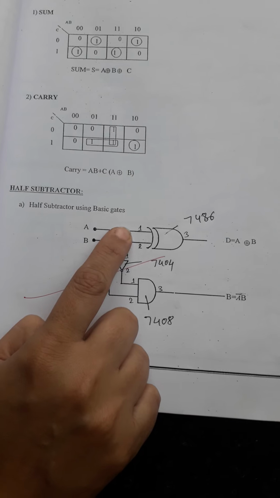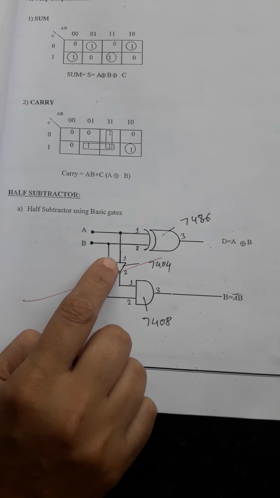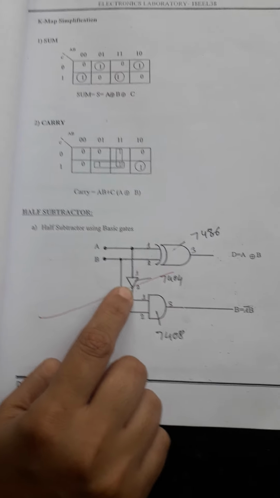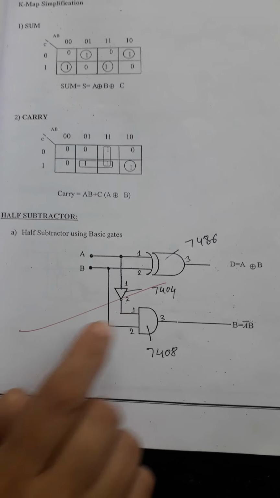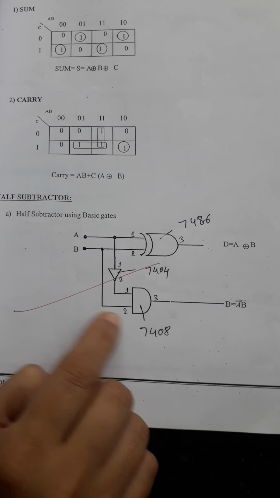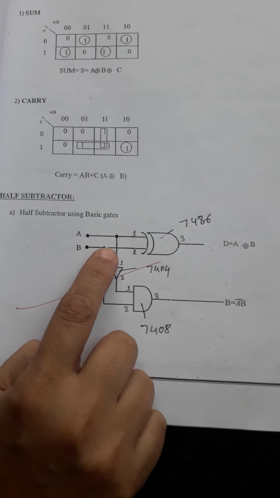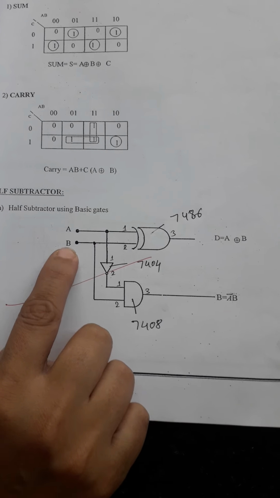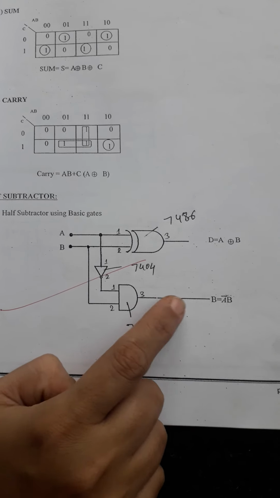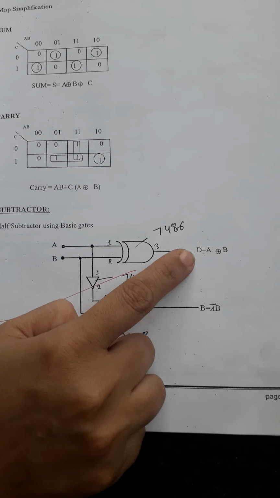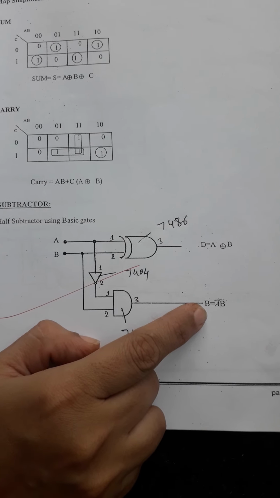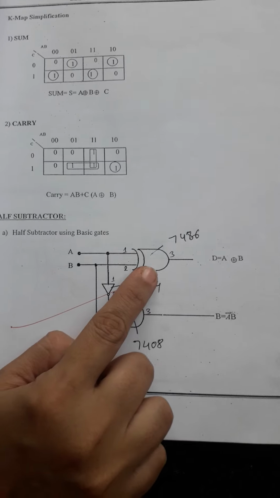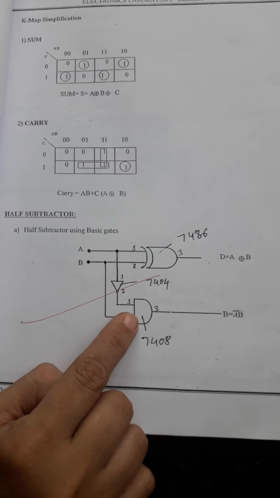So 1 of the XOR gate is connected to 1 of the NOT gate. 2 of the NOT gate is connected to 1 of the AND gate. 2 of the AND gate is connected to 2 of the XOR gate, which is also connected to the input, and 3 is connected to the output. So this is difference and this is borrow. So you will be having 3 ICs, one XOR gate, one NOT gate and one AND gate.